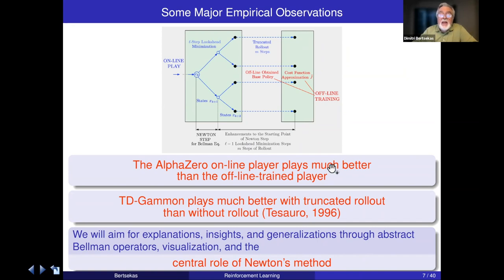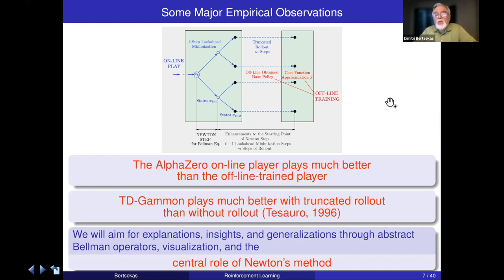And if you look at this figure, the general idea is that there's a Newton step for solving the Bellman equation in dynamic programming, which is the initial part of this look-ahead minimization. And then this Newton step operates on the results of offline training and online play also, which are given by this particular area. So these are enhancements of the starting point of the Newton step through all these operations here. And what the Newton step does is it takes the cost function approximation, this J tilde that I have here, and it produces the performance of the online player. That's what the connection is, the mathematical connection.